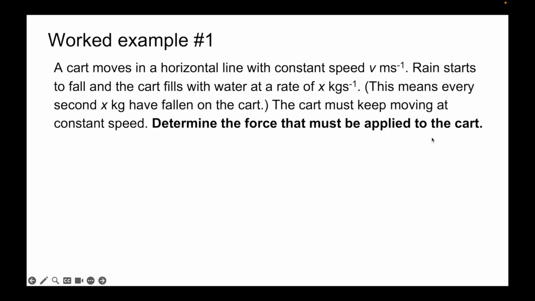So in this case, we have a cart and we need to keep it going at the same speed, but there's rain falling in it, and as it gets more and more mass, it starts to slow down if our P is conserved. So let's see how we're going to do this. Go ahead and try it. Pause the video and come on back in a moment.